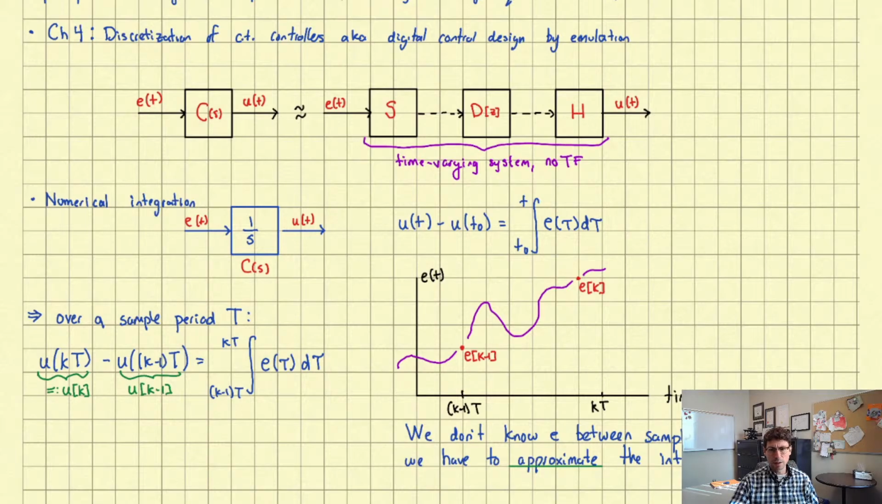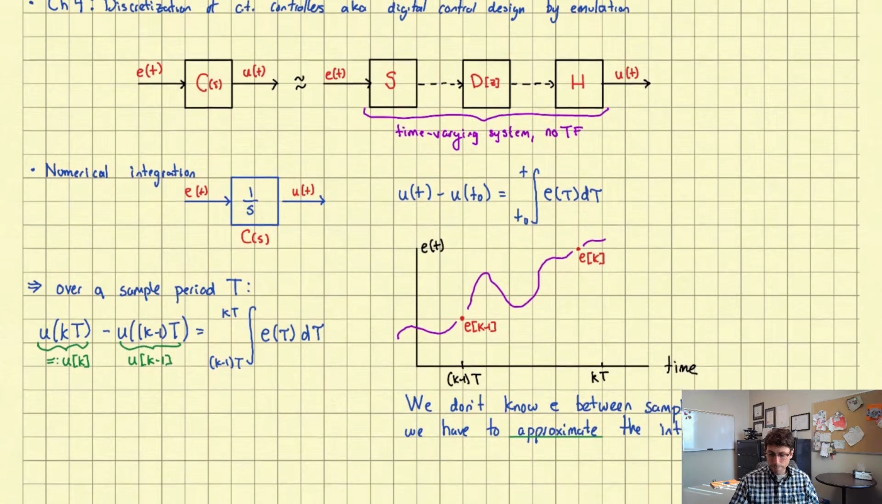To motivate what's to come, we've considered this simple controller, the integrator. We wrote down what it stands for: if you integrate in the time domain, this is what that controller is doing over any interval of time from t0 to t. In particular, over one sample period of T seconds, the difference of the control signal at time kT, where k is an integer and T is the sampling period, minus the control at the previous sample instant, is equal to this integral.